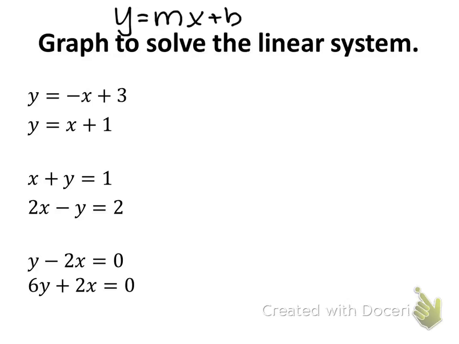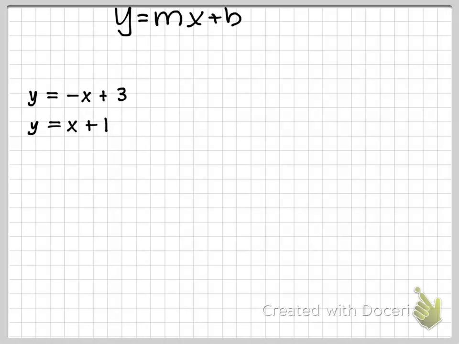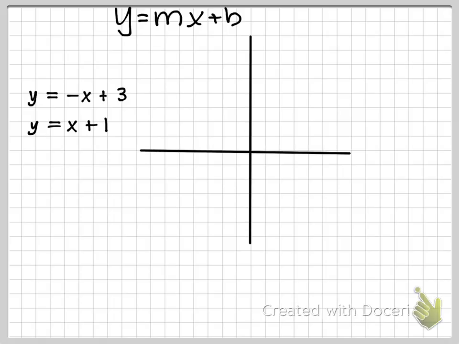So I look at my first problem here. y equals negative x plus 3 and y equals x plus 1. Well, both of those are in slope-intercept form, so part of the work's already done. Now, all I need to do is graph each of these equations, because each of them is going to make a line, and wherever the lines cross is going to be my solution. So the first equation, I'm going to graph it in red.